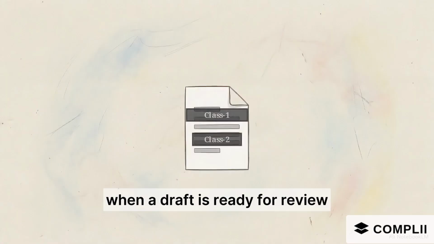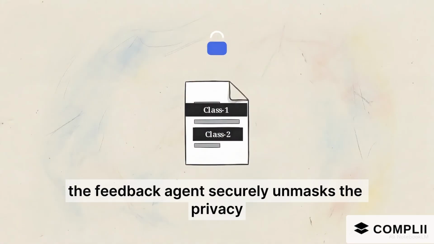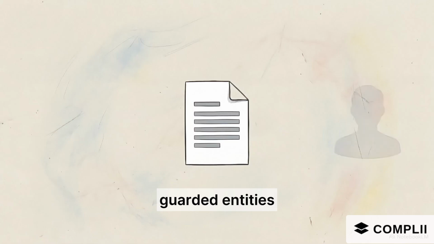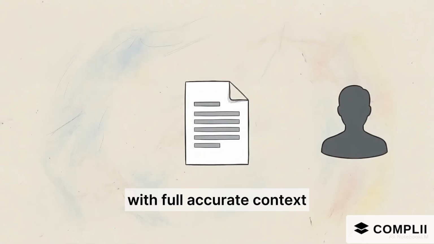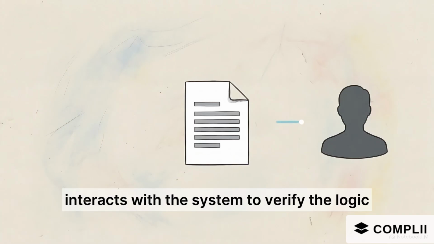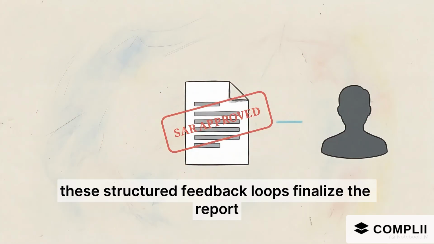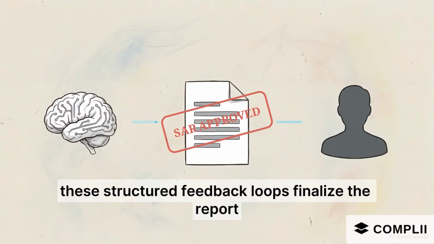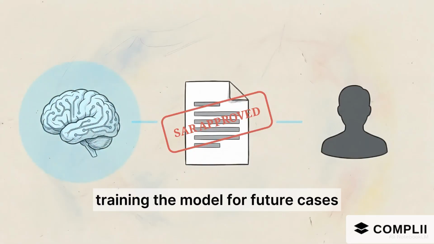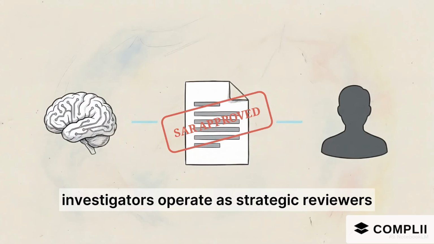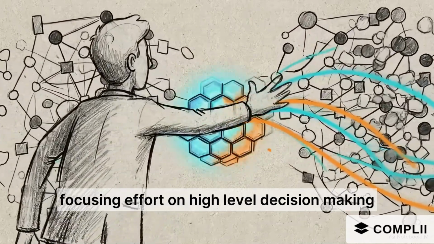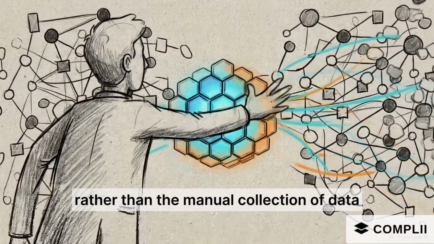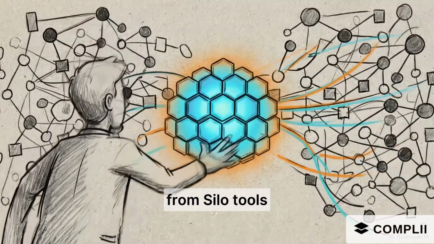When a draft is ready for review, the feedback agent securely unmasks the privacy-guarded entities, allowing the investigator to read the narrative with full, accurate context. The compliance officer interacts with the system to verify the logic and refine the draft. These structured feedback loops finalize the report while simultaneously training the model for future cases. Investigators operate as strategic reviewers, focusing effort on high-level decision-making rather than the manual collection of data from siloed tools.